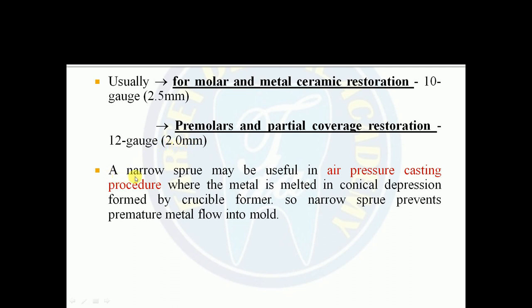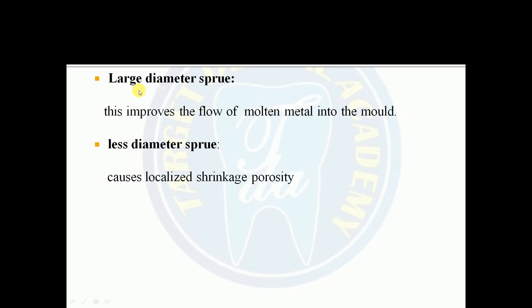A narrow sprue may be useful in the air pressure casting procedure, important point, where the metal is melted in a conical depression formed by the crucible former, so a narrow sprue prevents premature metal flow into the mold. Basically there are two types of sprue diameter, that is the large diameter sprue and the less diameter sprue. The large diameter sprue improves the flow of molten metal into the molds, and the less diameter sprue causes the shrinkage porosity.